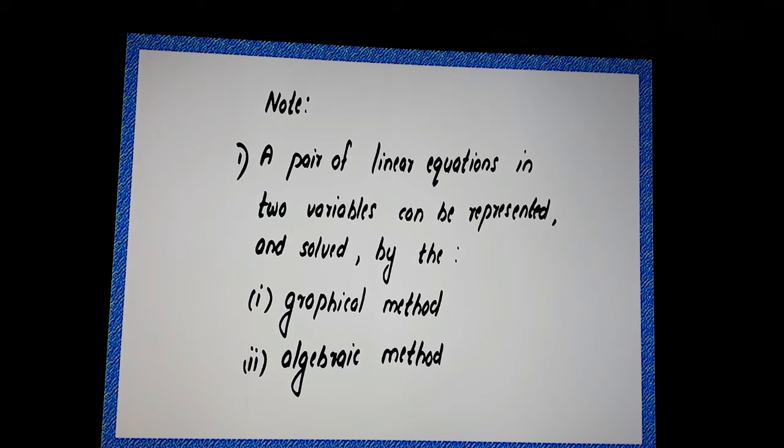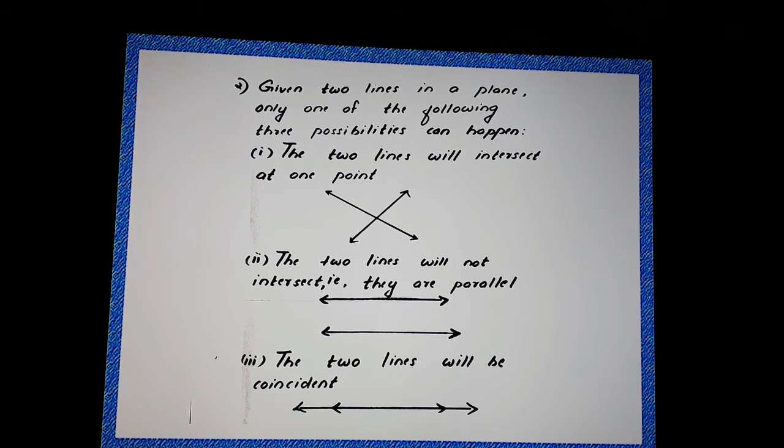Note, a pair of linear equations in two variables can be represented and solved by the graphical method and algebraic method. That is the first note. Second note, given two lines in a plane, only one of the following three possibilities can happen. The two lines will intersect. The two lines will not intersect, that is, they are parallel. The two lines will be coincident.